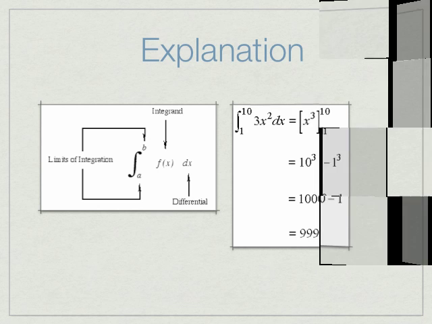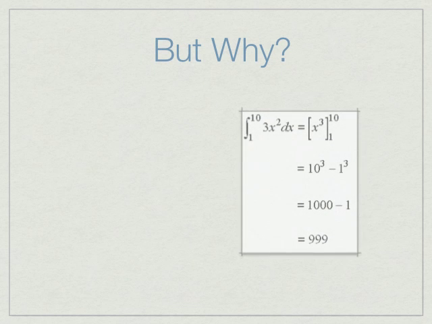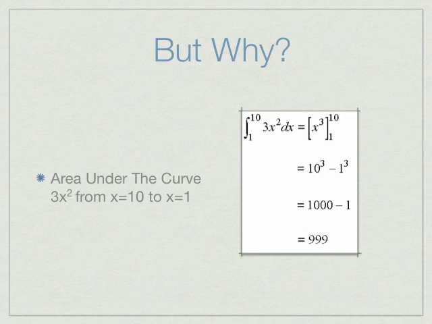So what exactly does that mean? Why does that work? Well, in this problem, really what we're doing is we're finding the area under the curve 3x squared from x equals 1 to x equals 10. So 999 square units is the area underneath that curve.